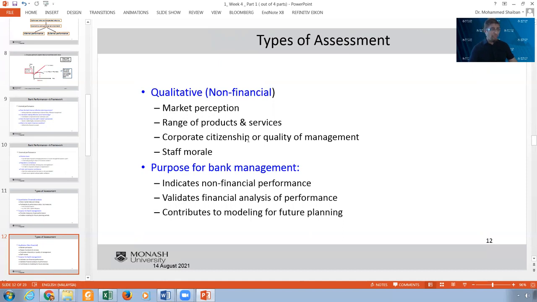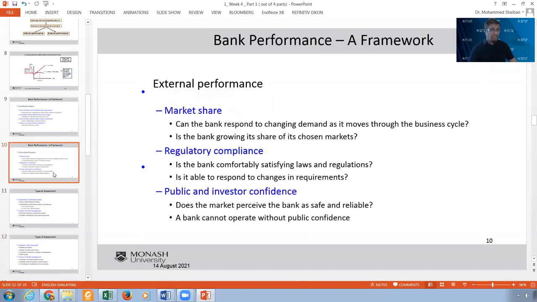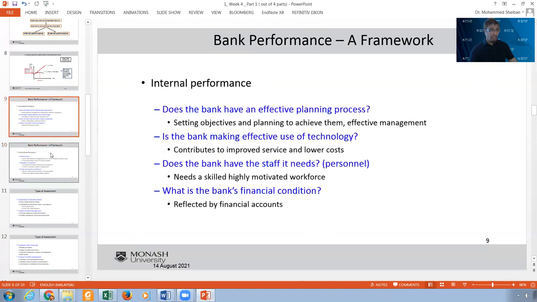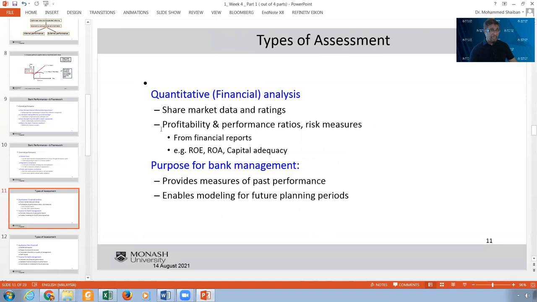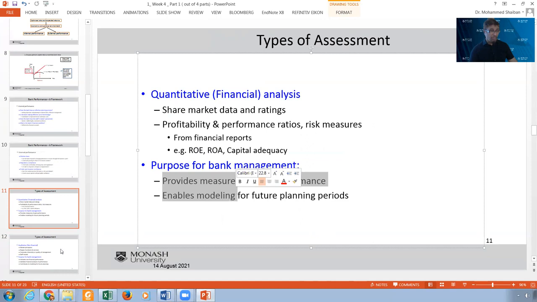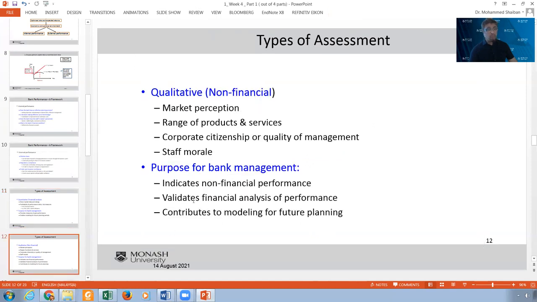But actually, what is the purpose? The purpose of the quantitative analysis is to see how we did in the past and what we should do about it in the future, how we should improve it. The qualitative one, we use for a different thing.